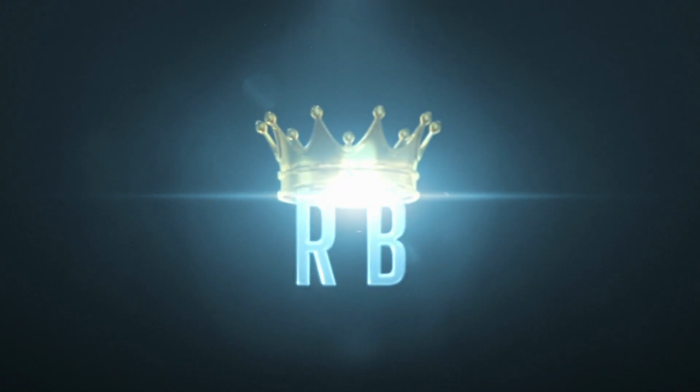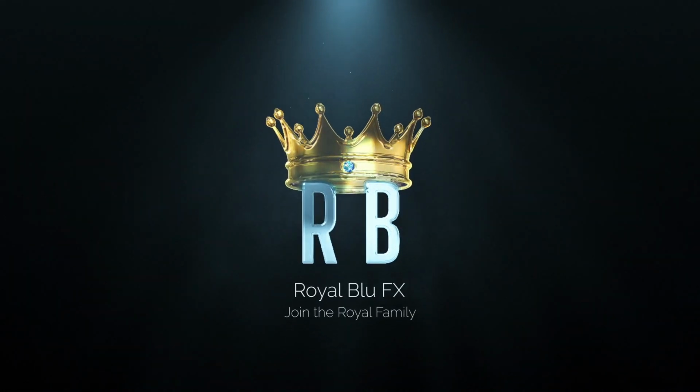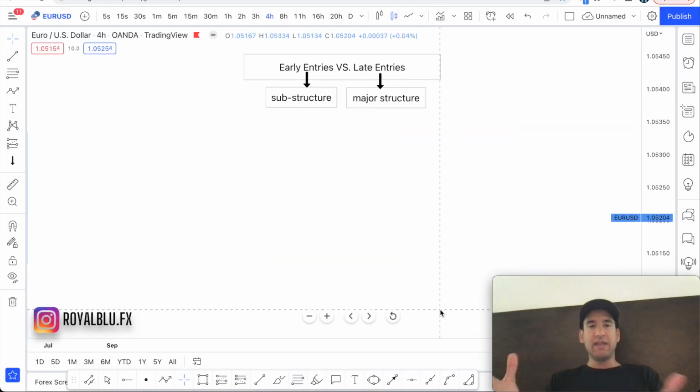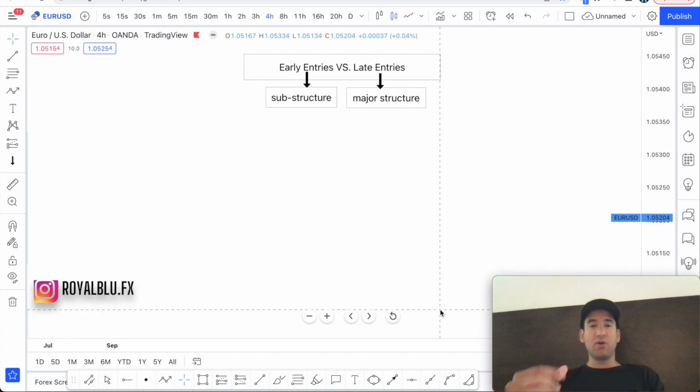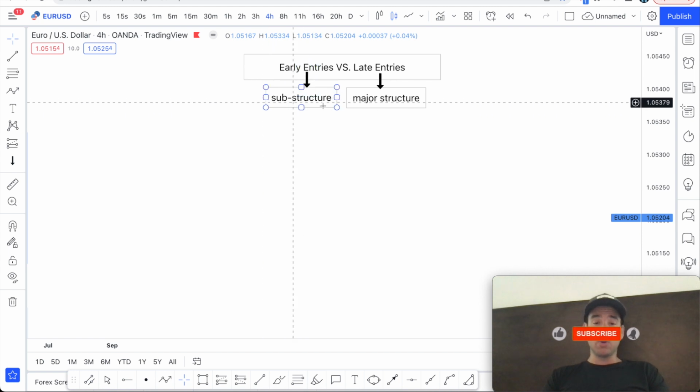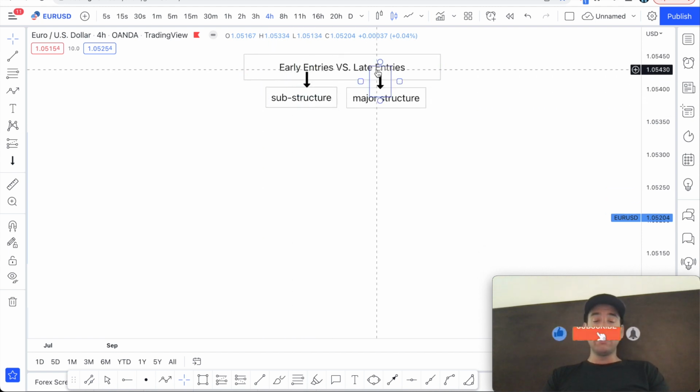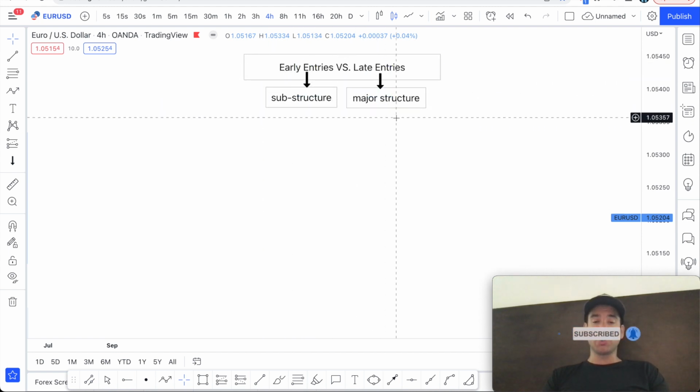All right, so early entries versus late entries. What are they exactly? What I define as early entries in the market is essentially just your substructure, and your late entries are your major structure in the market.